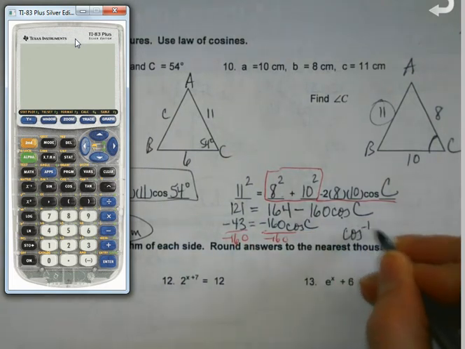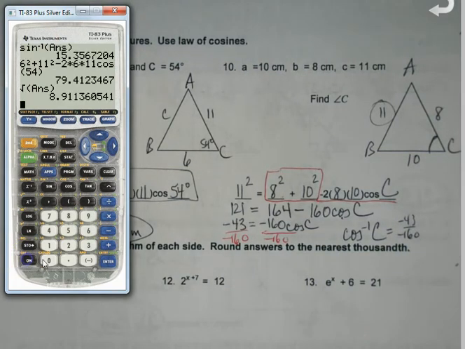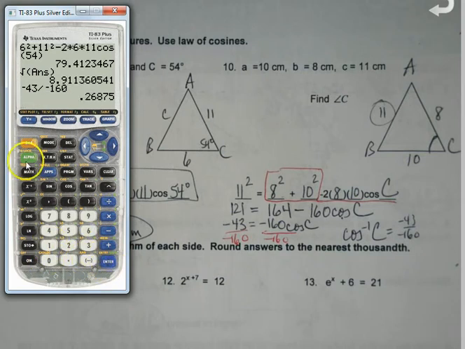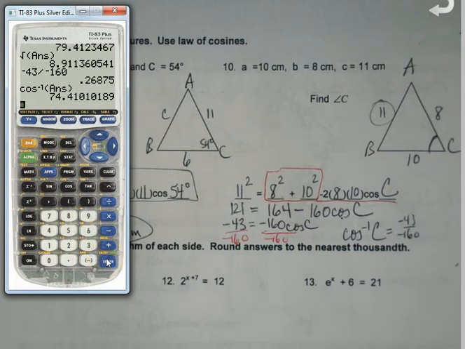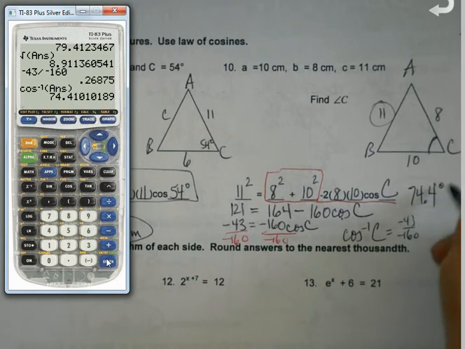And since I'm finding an angle, I'm going to go ahead and, once I plug it in, second cosine, and it looks like our angle is about 74.4 degrees.